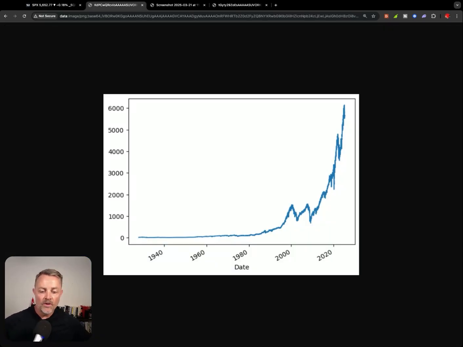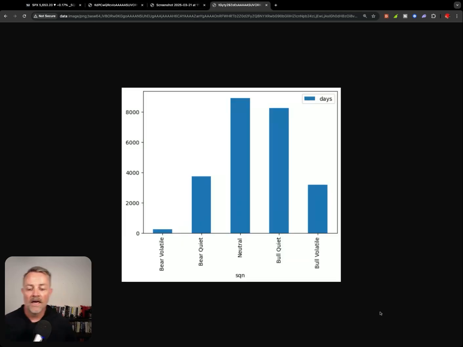So I wrote some code, or a friend of mine wrote this code, and it represents almost 100 years of data on the S&P 500. We pulled the daily data and the SQN data for the S&P 500, and we organized each one of them into the corresponding market regimes: bear volatile, bear quiet, neutral, bull quiet, and bull volatile, about 100 years of data.